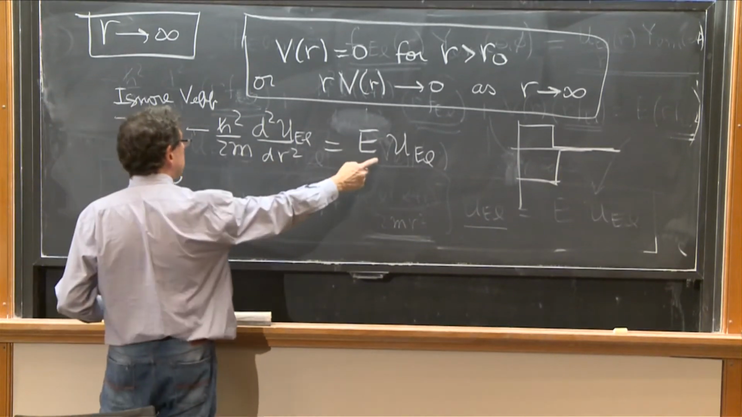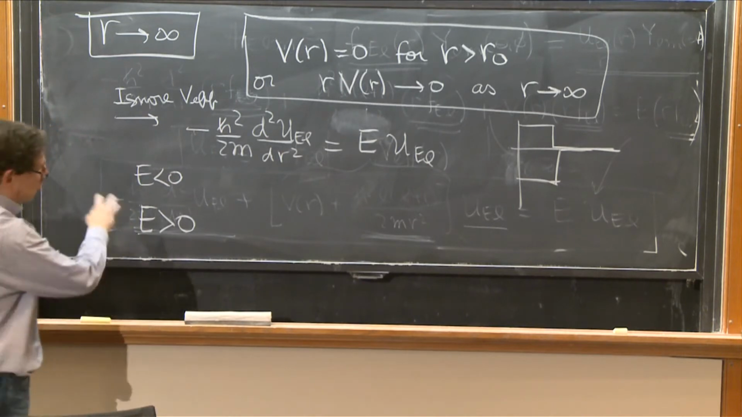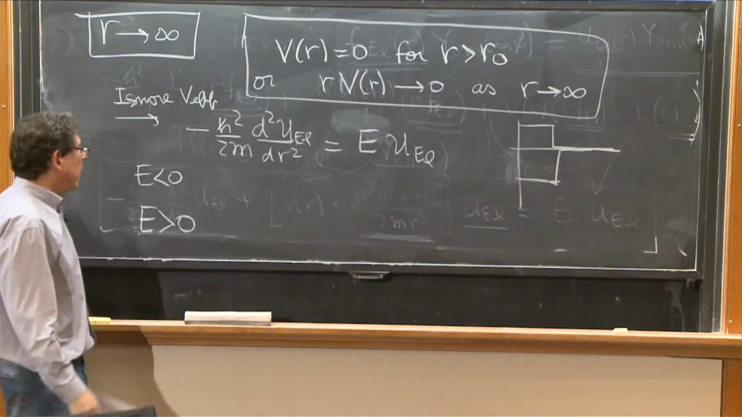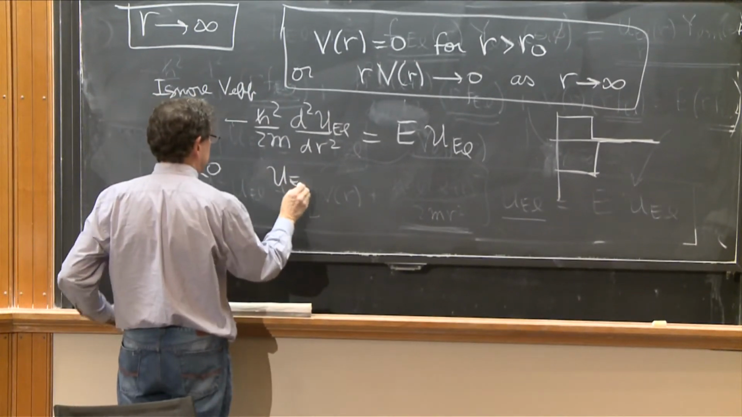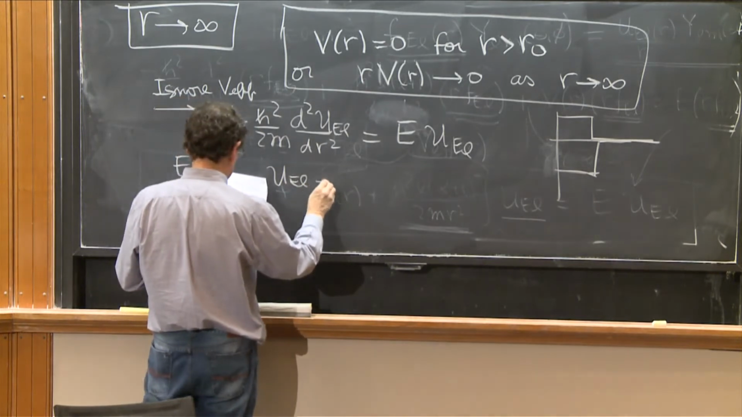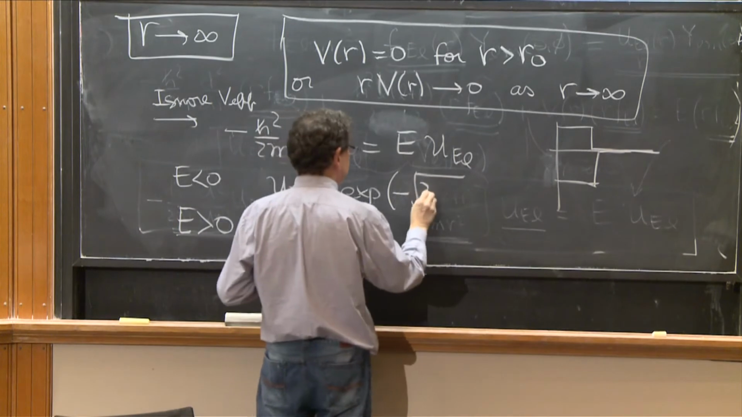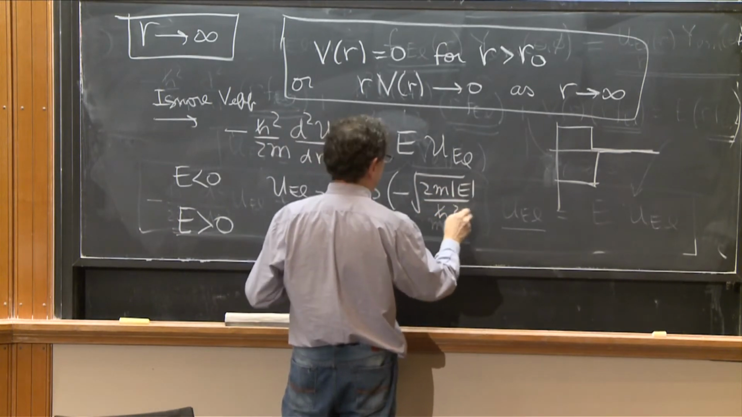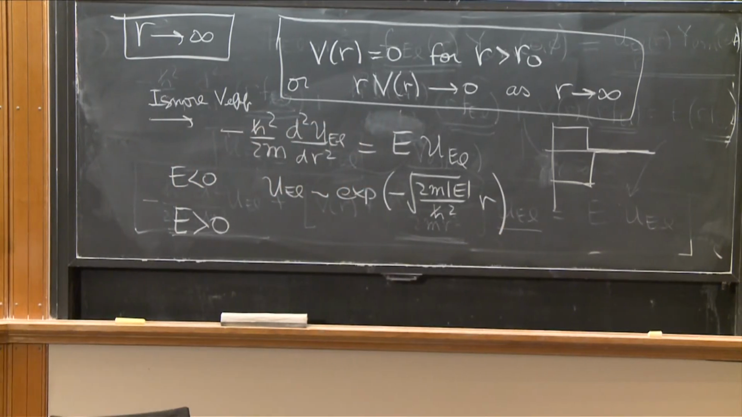For these ones, if the energy is less than 0 and there's no potential, you're in the forbidden zone far away, so you must have a decaying exponential. u_l goes like exponential of minus square root of 2mE over h bar squared r. That solves that equation.